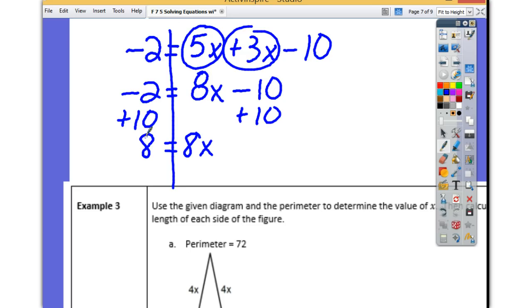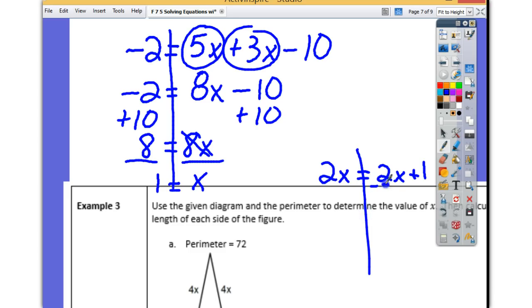Is this the same one that was just in our notes? No, this one's different. What do I get there? These are the one solutions. This is going to be x equals 1, right? What if our variables all canceled out and I have 2x equals 2x plus 1?